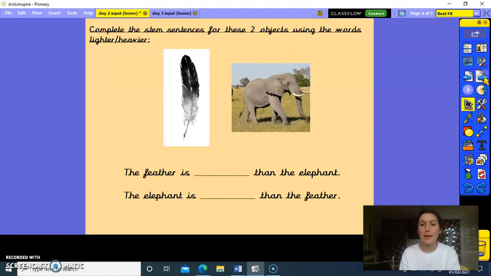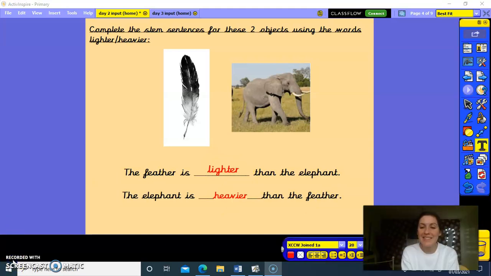So we're going to think about those two words, lighter and heavier, to complete the STEM sentences. The feather is blank than the elephant. The elephant is blank than the feather. Pause the video and discuss with your grown-up which of the two comparing words you would use and where they would need to go. Which word do you need and where? Well done for doing some great discussions.